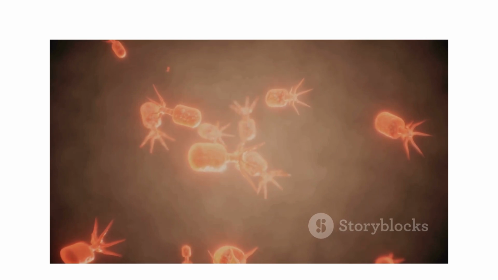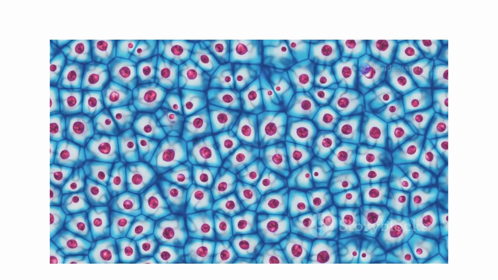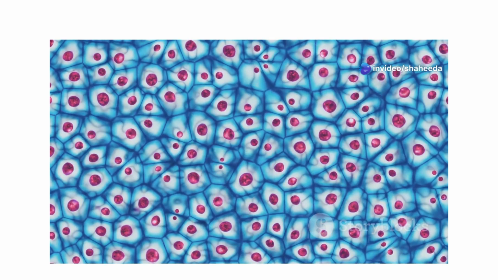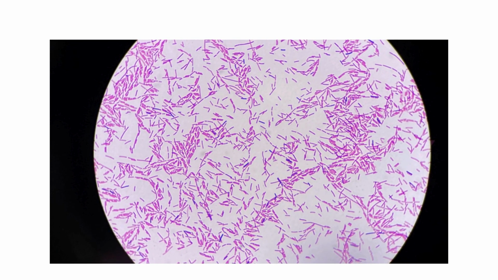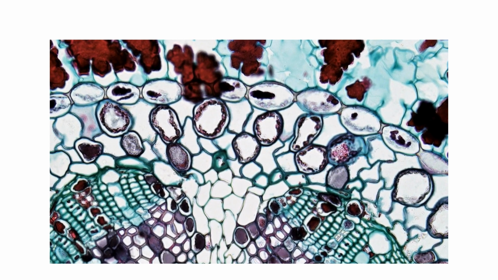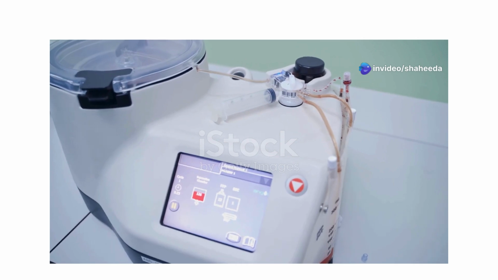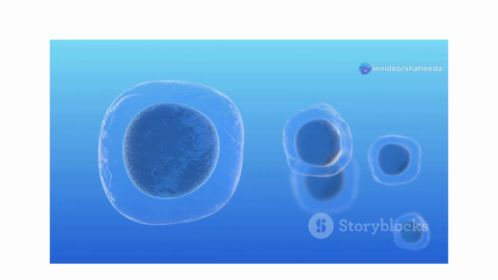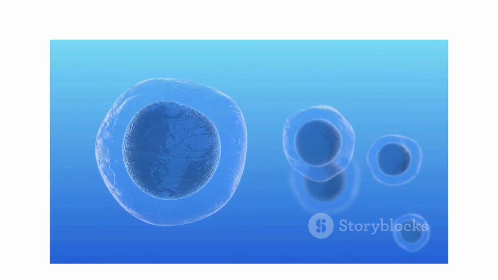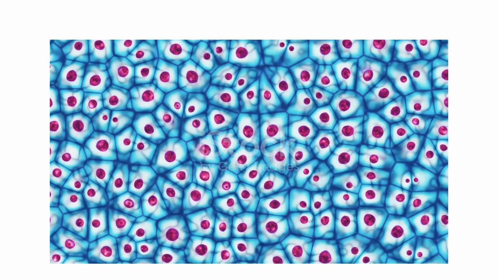Now get ready to be amazed by stem cells, the body's very own shapeshifters. These remarkable cells have the incredible ability to differentiate or transform into various specialized cell types. Think of stem cells as the ultimate multitaskers of the cellular world. There are different types of stem cells, each with its own level of potency or ability to differentiate. Embryonic stem cells found in early embryos are pluripotent, meaning they can differentiate into any cell type in the body. It's like having a blank slate that can be molded into any cell you need.